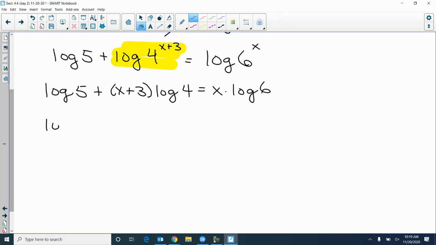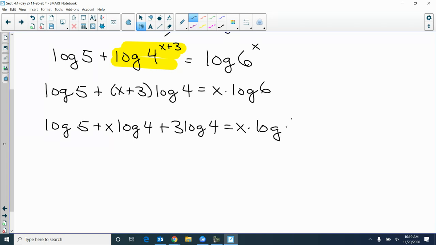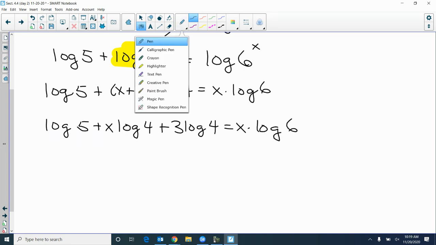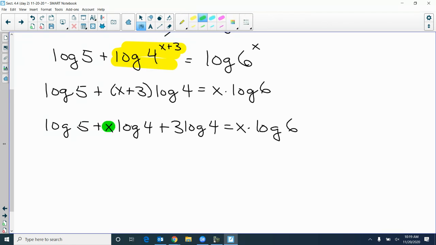So now that gives me the log of 5 plus x times the log of 4 plus 3 times the log of 4 equals x log of 6. All right, how many terms have an x? I got 2 terms with an x. All right, what are you thinking here?